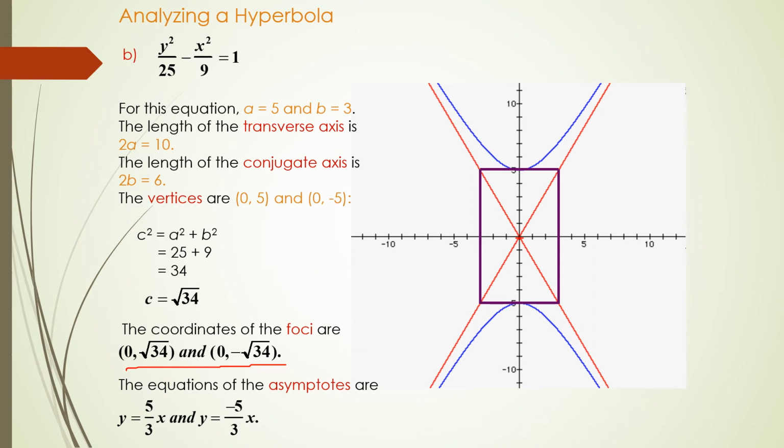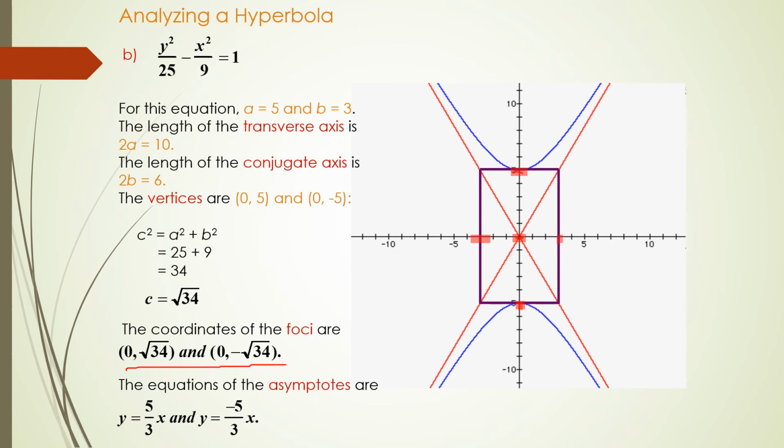1, 2, 3, 4, 5. That is one vertex, and then the other one. Next, along the conjugate axis, that will be 3, 0. So, 1, 2, 3, and 1, 2, 3. Next, after finding the center, the a, and the b, you have to make a rectangle, the auxiliary rectangle, and then connect them together. And then next to that is your foci.